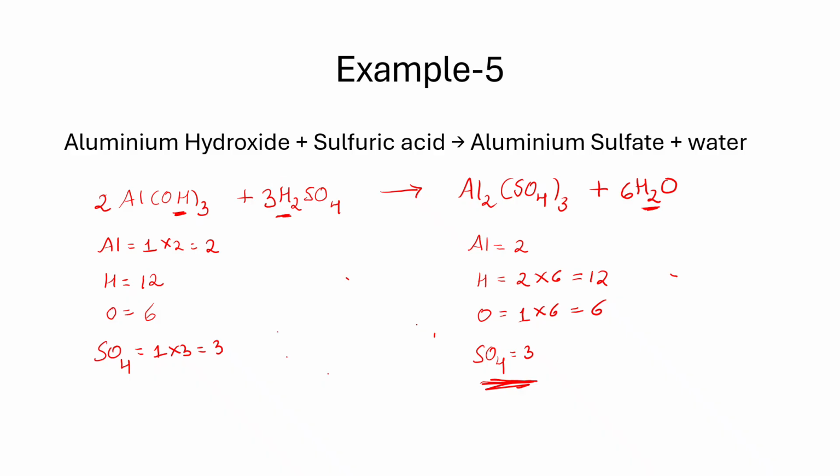So now we have a completely balanced equation, which is 2Al(OH) whole thrice plus 3H2SO4 gives you Al2(SO4) whole thrice plus 6H2O. Hopefully this video was helpful for you to understand how to balance chemical equations. Completion of this module will not ensure that you have mastered chemical equations. You have to master chemical equations by consistent practice. But hopefully this video was useful. Thank you so much.